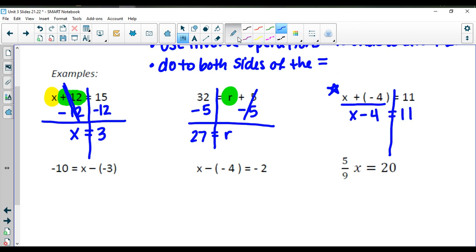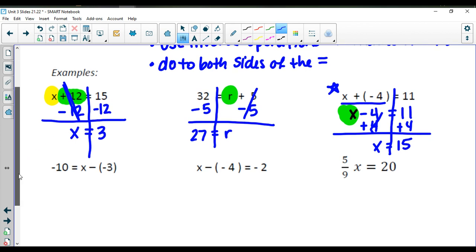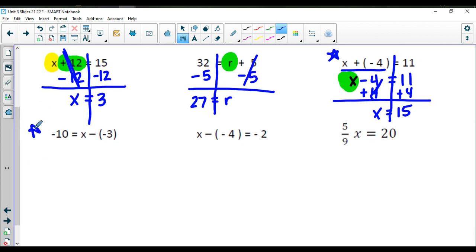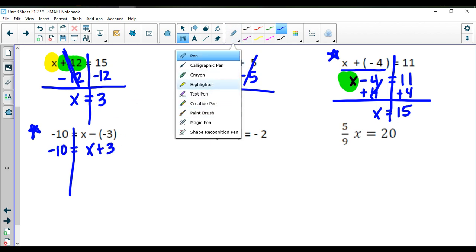Here's my x. That's what I'm trying to isolate right now. And over with that x is a minus 4, so I need to do a plus 4. Do it to both sides. X equals 15. Again here, I'm going to ask you to rewrite this one because I see double symbols, and then solve it. So rewriting, I'm going to write this as x plus 3 equals a negative 10.